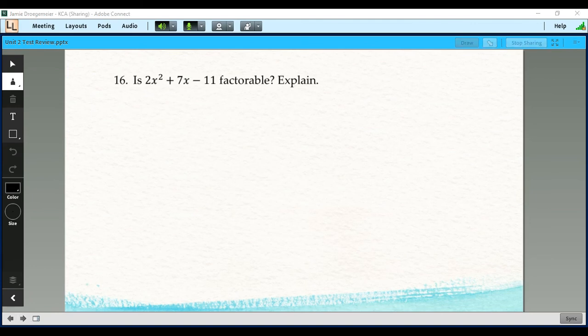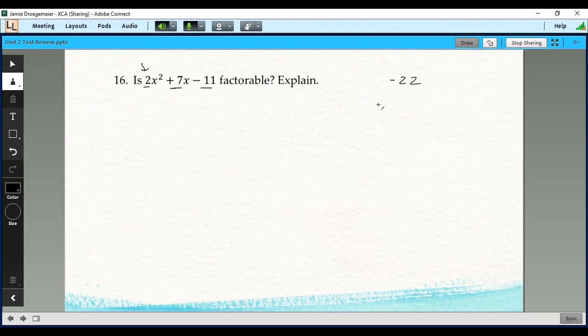All right, and then I believe this is our last one, number 16. Is this expression 2x squared plus 7x minus 11 factorable? And we want to explain. So we have a leading coefficient of 2. Look first for a greatest common factor. We don't have a greatest common factor here. So our next step then is we're going to multiply a and c together. 2 times negative 11 is negative 22. So then we want to find factors of negative 22 and see if any of them add up to that middle term of positive 7.